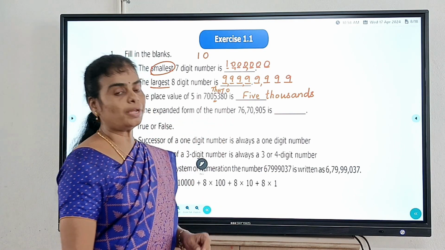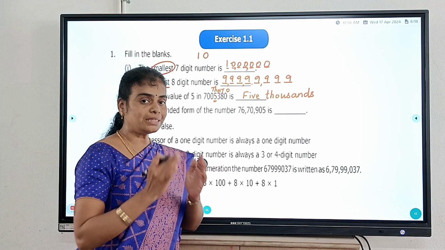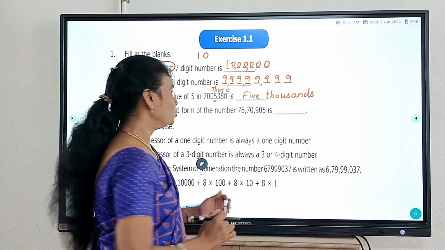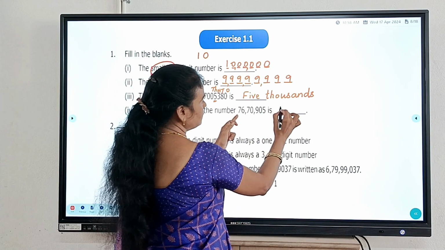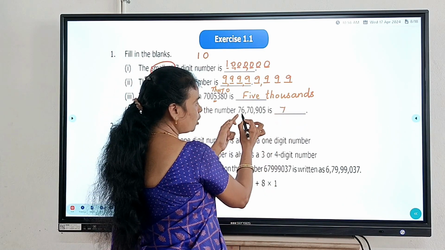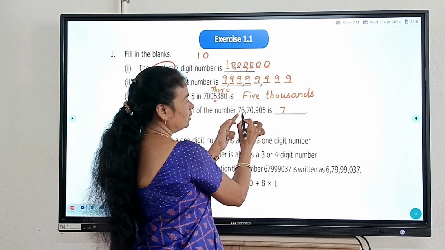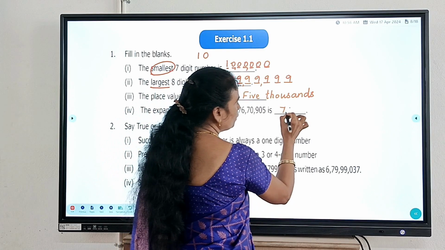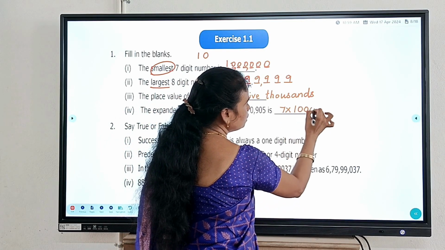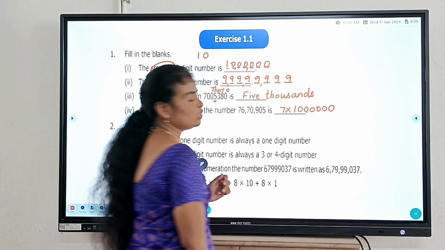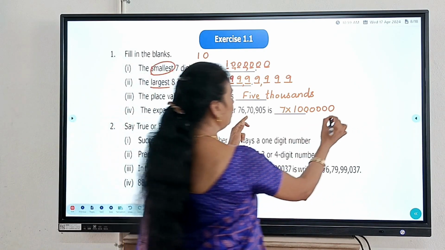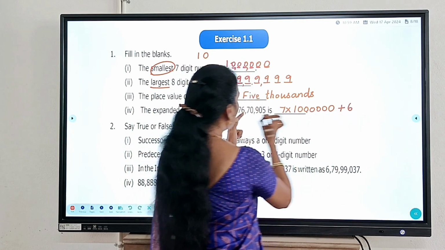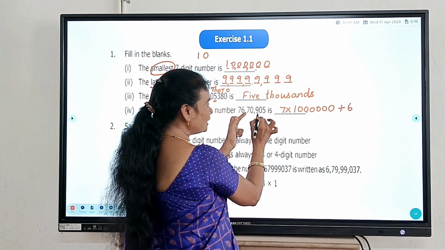Then the fourth one, the expanded form of a number. So what is this expanded form? Expanded form is you must write the number in the lengthiest way by putting zeros. So here the first digit is 7 and next count the number of digits beside it: 1, 2, 3, 4, 5 and 6. So you can write 6 zeros here. Okay. Then plus the next digit 6, and count the number of digits beside 6.